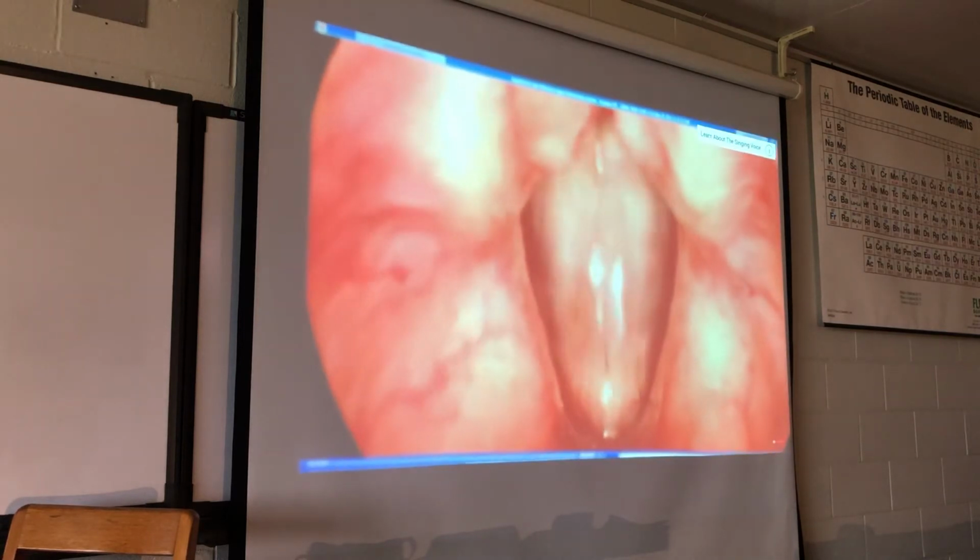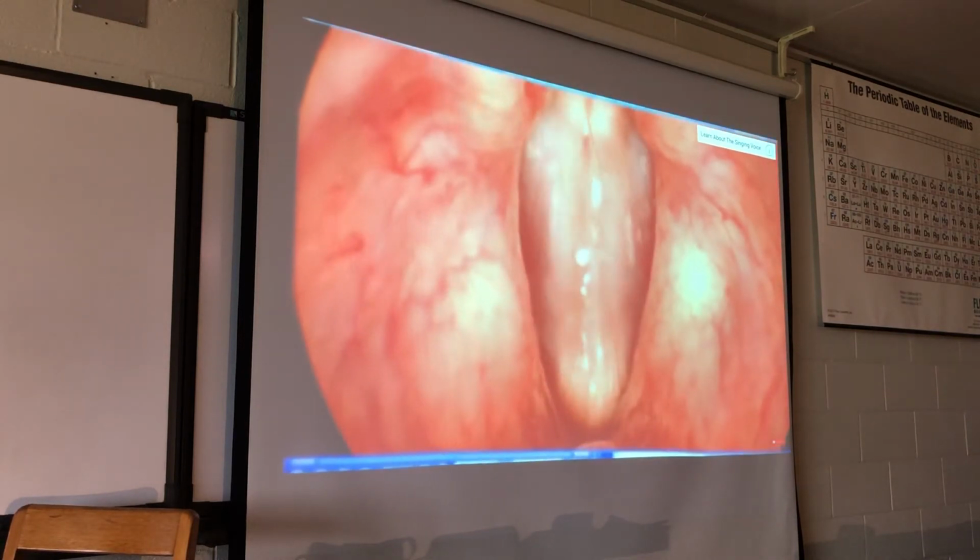This is what the human vocal folds look like.